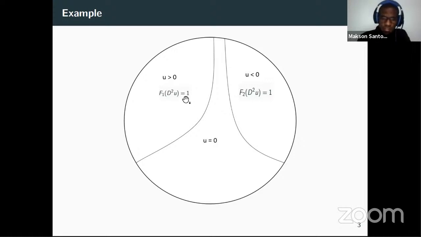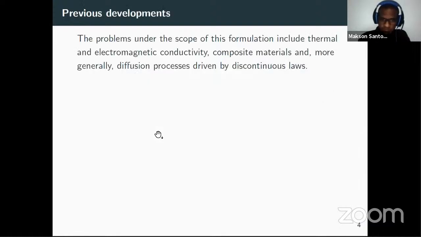And also, again, we know what is happening here. We know what is happening here, but we don't know what is happening across this interface. That is the boundary of omega plus union omega minus. We have some applications for this kind of problem. It includes thermal and electromagnetic conductivity, composite materials, and more generally, diffusion processes driven by discontinuous laws.